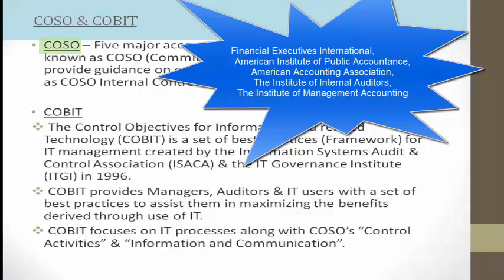These 5 accounting organizations formed a group known as COSO, and their main job was to provide guidance on evaluating the internal control. This is called the COSO Internal Control Framework. Basically, with this perspective, COSO came into the picture.